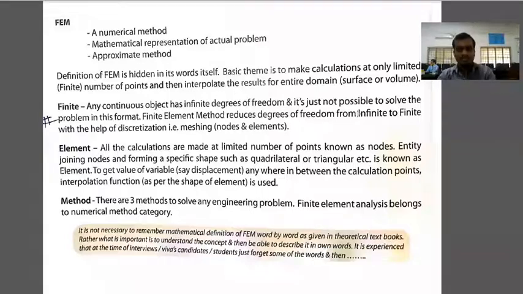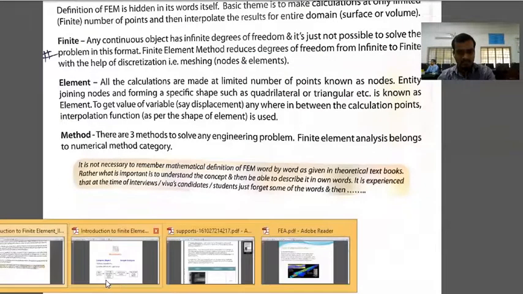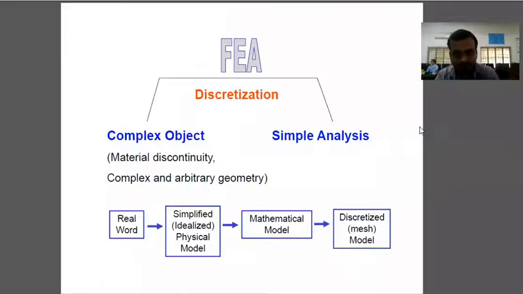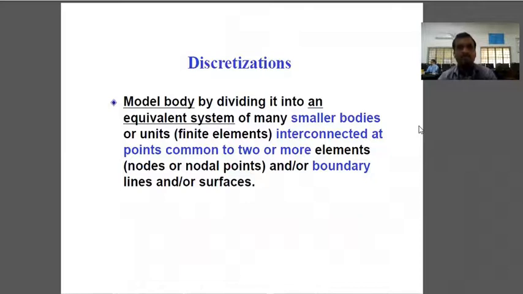Now we will see this in detail. Discretization, as we studied previously, means converting a continuous problem into a discrete problem. So what does discretization mean? It is modeling the body by dividing it into an equivalent system of many smaller bodies. These smaller bodies are your elements: convert the entire domain into a finite number of elements interconnected at points, and these points are called nodes. So this is the concept of discretization or meshing.